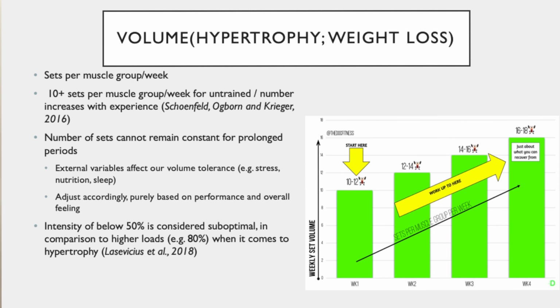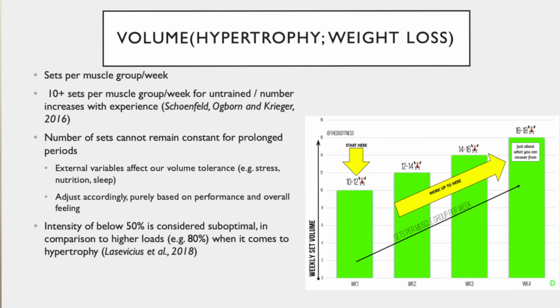So moving on, volume is one of the 2 main variables that we're going to have a look at when it comes to designing a program. Volume is pretty much the sets per muscle group per week that you perform. So let's say I do chest 2 sessions a week, each session I have 10 sets, and in total it's 20 sets per muscle group per week.